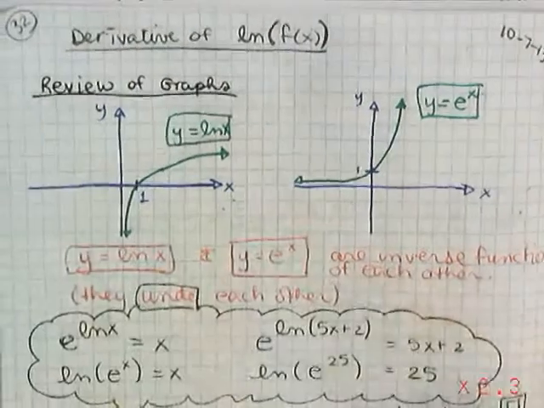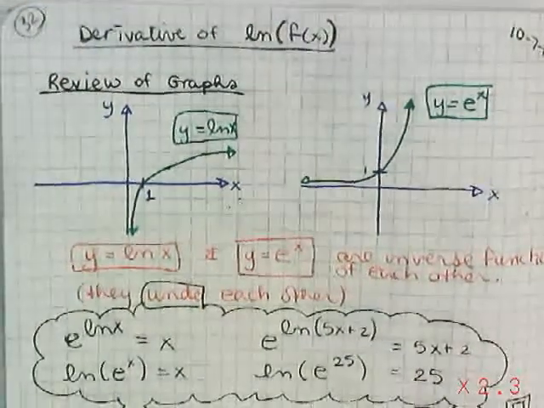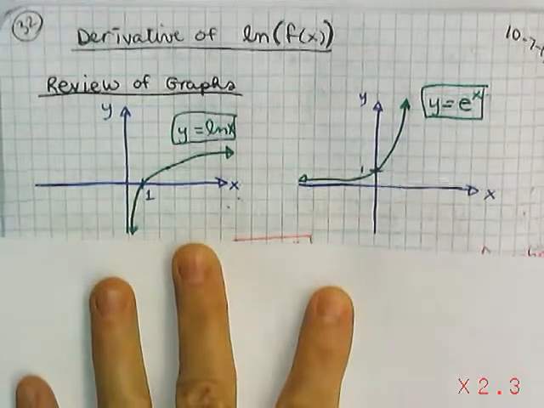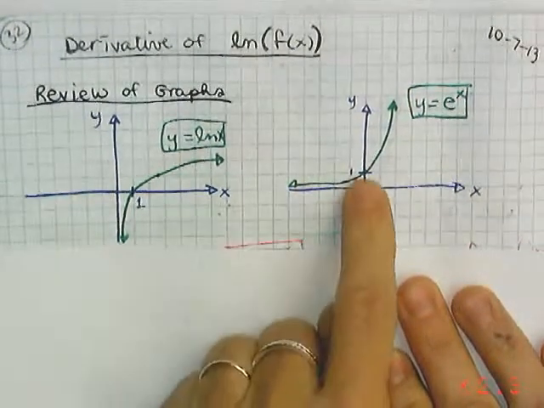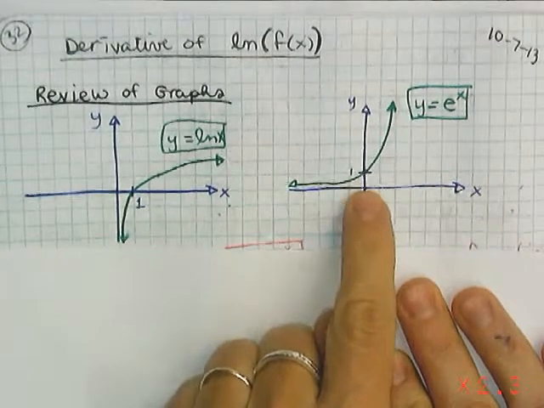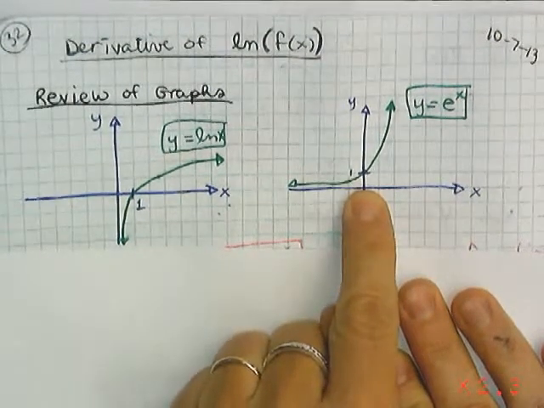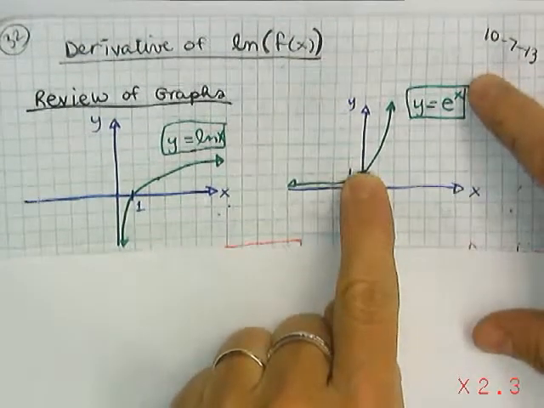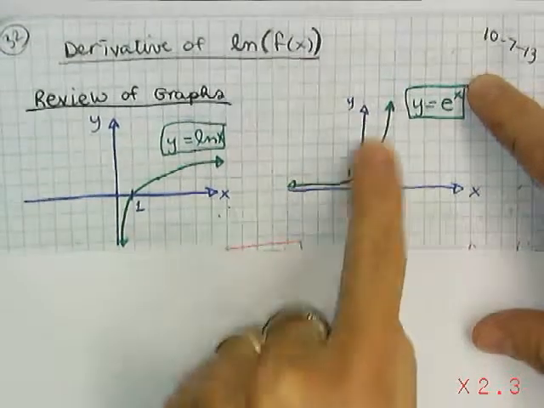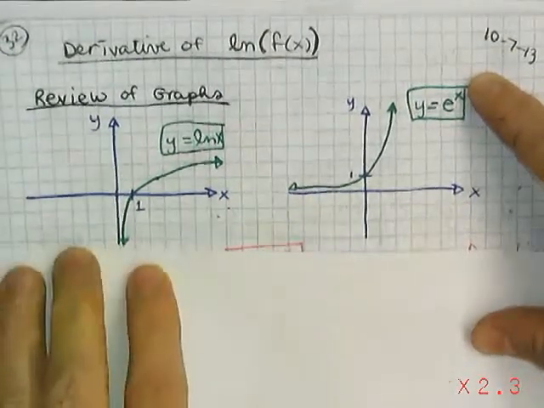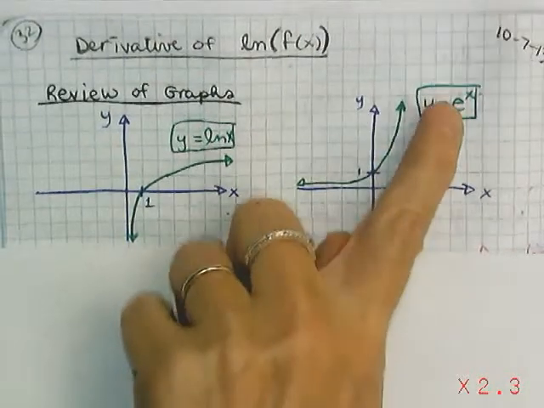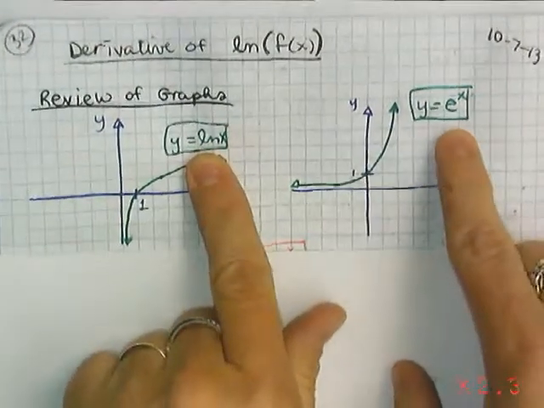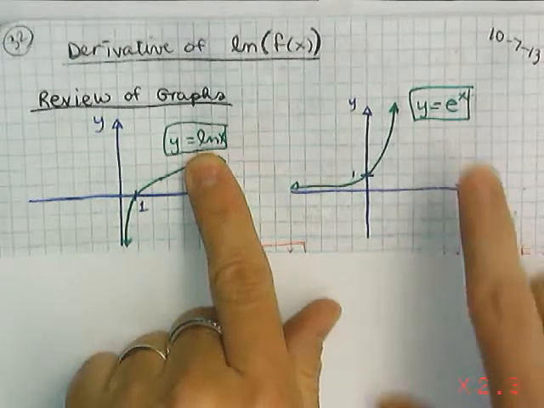Okay, let's review the graphs of e to the x and ln of x. We reviewed that last time. Very important, when I plug in 0 for x here, I get 1 for e to the x. So e to the 0 is 1. That's the graph we showed last time. And then you have to recall from pre-calculus and algebra 2 that ln of x and e to the x are inverse functions of each other.